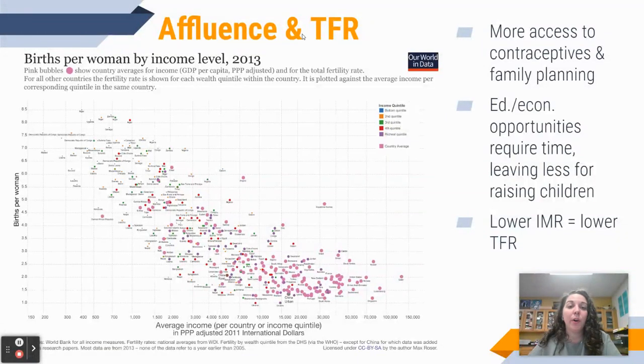So when we look at how affluence affects TFR, down here on our x-axis, we've got the average income, and then we've got births per woman on our y-axis. So you can see that as average income increases, typically that births per woman is also going to fall. And that's because of all those things we've talked about: more access to contraceptives, family planning, educational, economic opportunities. So overall, these things tend to lead to a lower infant mortality rate. So if we have lower IMR, we're going to have lower TFR.